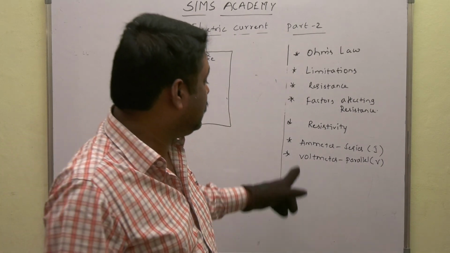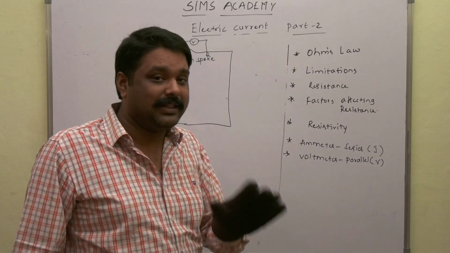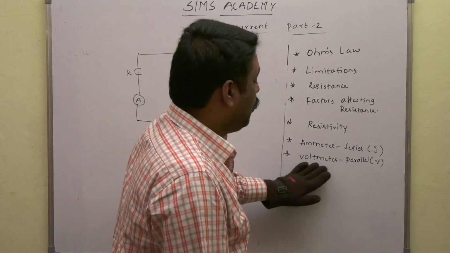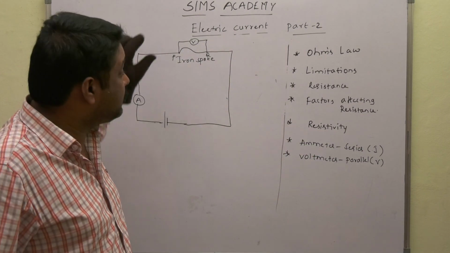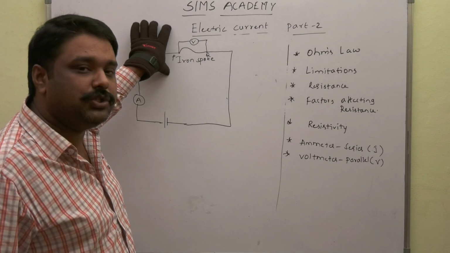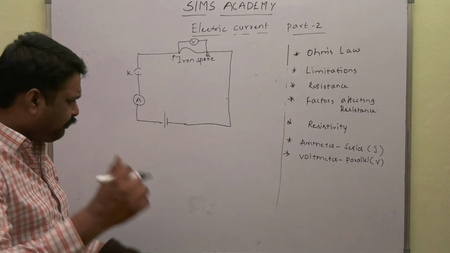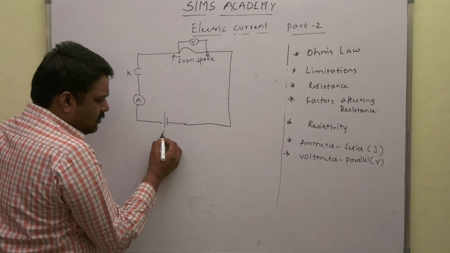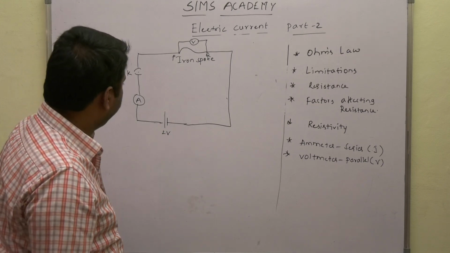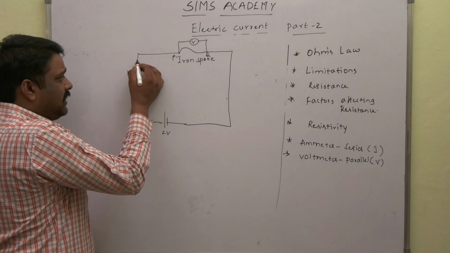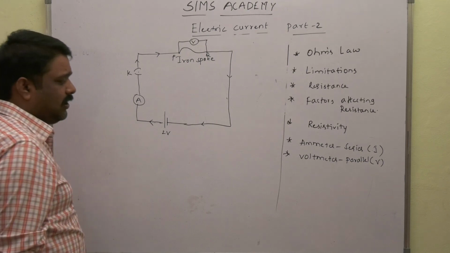Because voltage remains constant in the parallel combination, and a voltmeter should be connected in parallel in the given electric circuit to the electric consumer. Here the electric consumer is the iron spoke. Now let us suppose this is a 2 volt cell. Now the key is closed such that the current flows through the circuit.